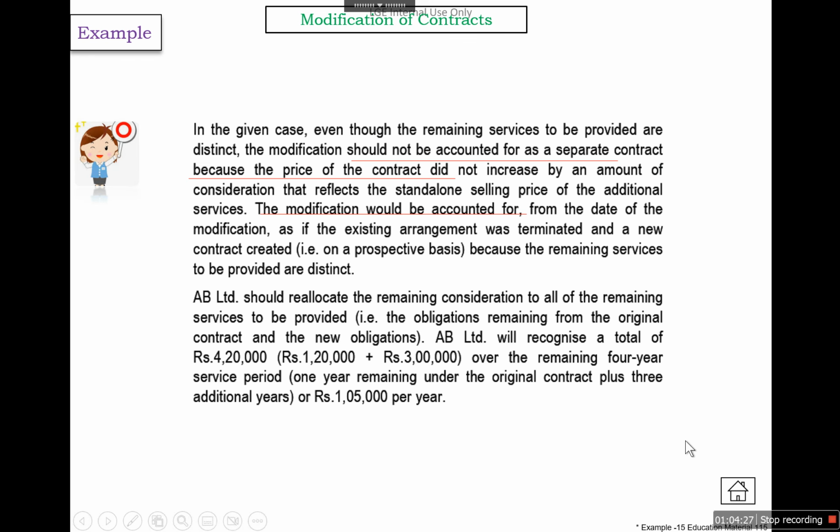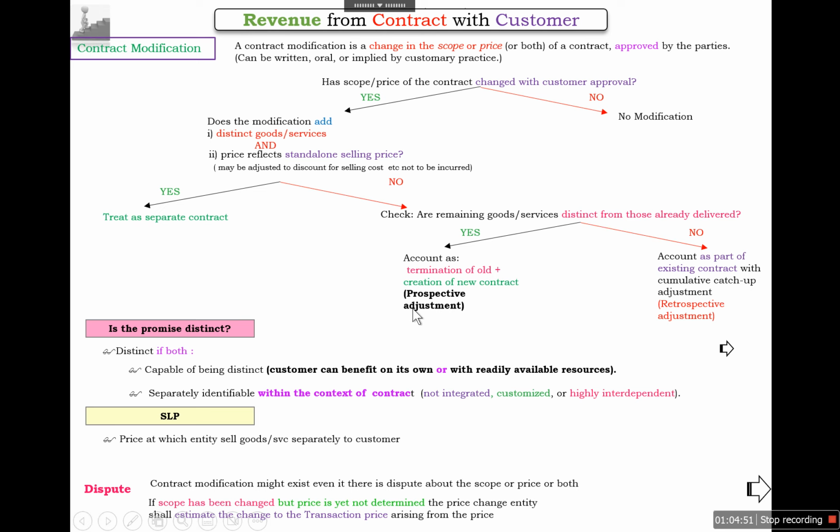So let's see our answer. It should not be accounted for as a separate contract because the price of the contract did not increase by an amount of consideration that reflects the standalone price. The modification would be accounted for from the date of modification as if the existing agreement was terminated and a new contract was created. So it will be on a prospective basis. So it is accounted as termination of the old and creation of the new contract.